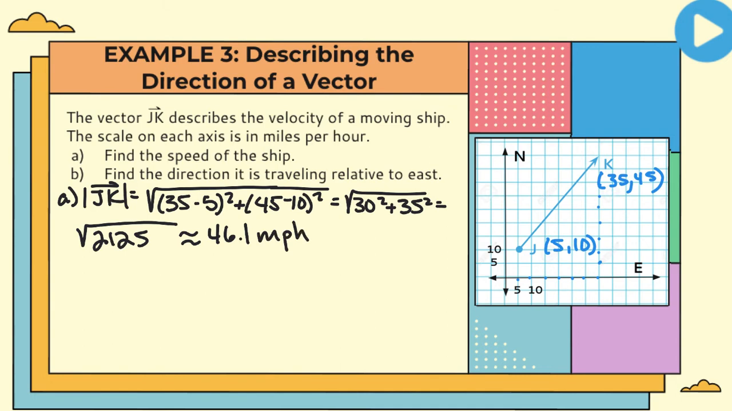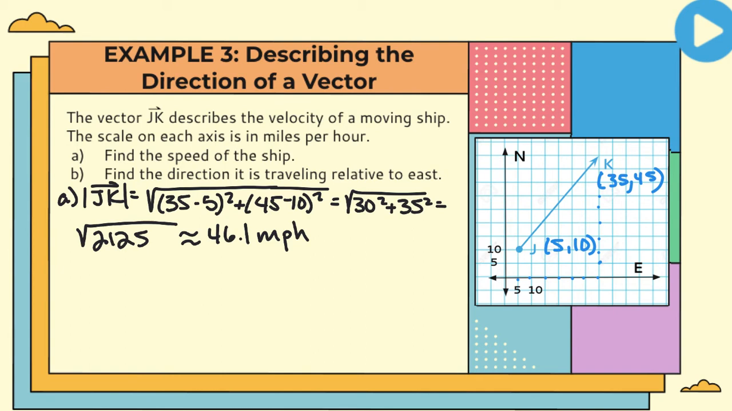Now, notice that I didn't leave it in the radical form. I didn't leave it in the radical form because this is an application problem, and we want to get an answer that people can visualize, an answer that can be applicable. The square root of 2,125 is not applicable, but 46.1 miles per hour, people can understand that, visualize it, and conceptualize what that is. So now let's move on to find the direction that the ship is traveling.